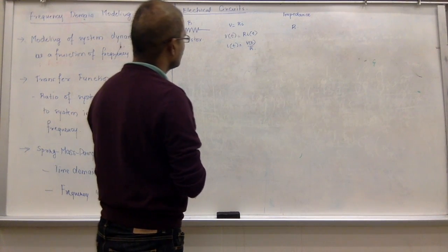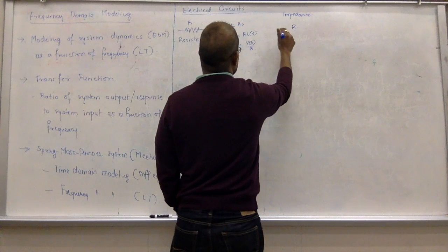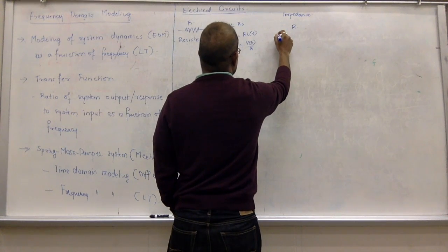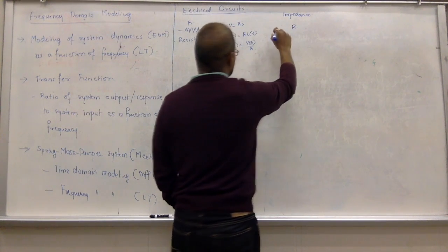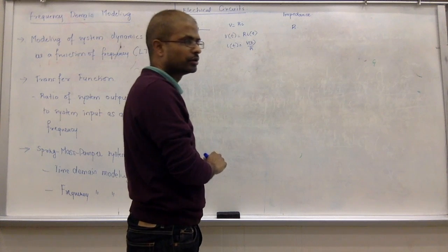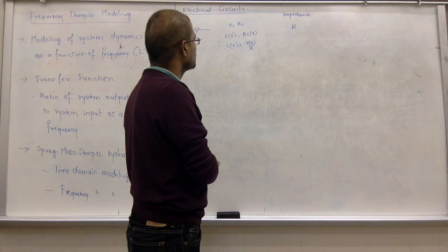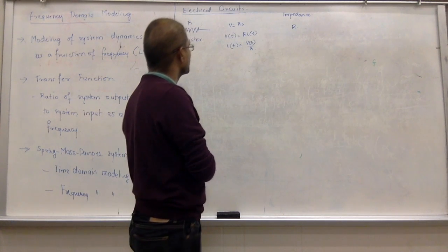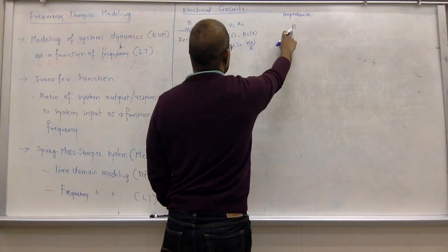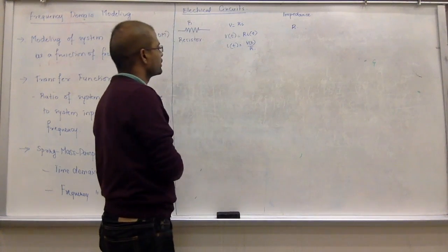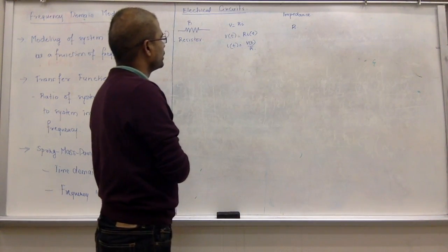Now how do you get this? Again, think about what the transfer function is. Transfer function is output over input, right? So what is the output? With which one? So for now, just take this as the impedance.